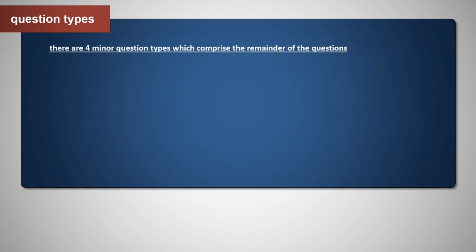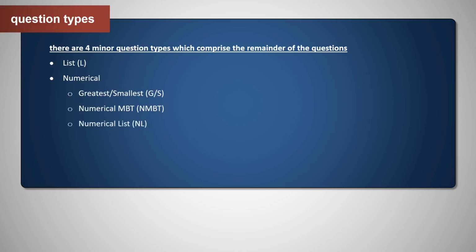Now, there are 4 minor question types which comprise the remainder of the questions, the remaining 20 to 30%. There are the list questions, the numerical questions, and of the numerical ones, you have greatest smallest, numerical must be true, numerical and numerical list. Then in addition to that, you have the completely determined questions and the rule substitution questions. These comprise the 20 to 30% of the questions that are left over. So these are the minor question types.